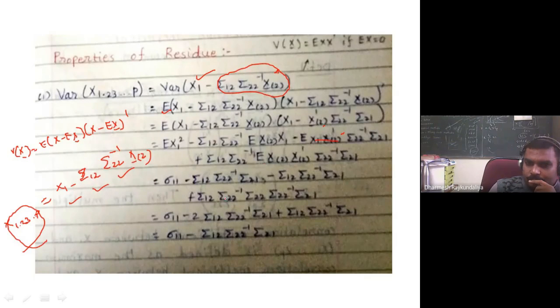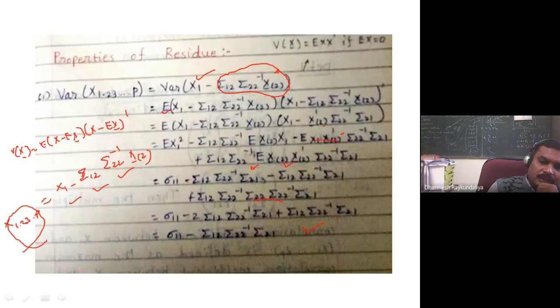So this quantity is sigma 1 2, sigma 2 2 inverse, this is nothing but sigma 2 2, and this is sigma 2 2 inverse, sigma 2 1. But this is an identity, so you will get sigma 1 1, then minus 2 times sigma 1 2 sigma 2 2 inverse sigma 2 1, plus sigma 1 2 sigma 2 2 inverse sigma 2 1. But this is minus 2, this is 1, so you will have the variance as sigma 1 1 minus sigma 1 2 sigma 2 2 inverse sigma 2 1.